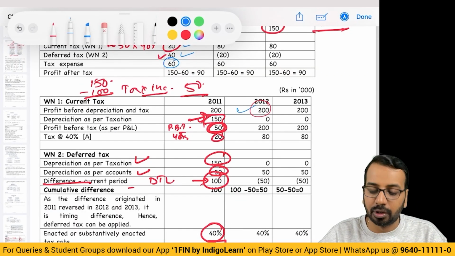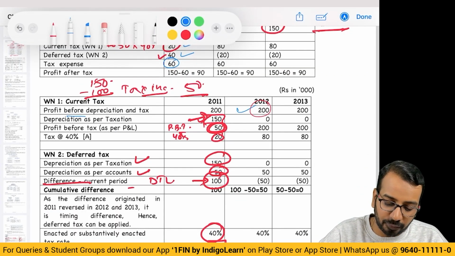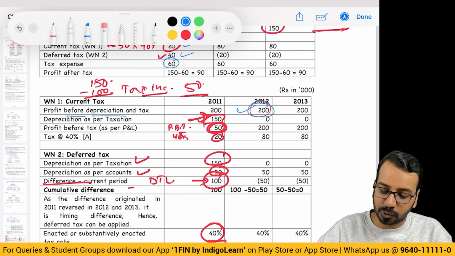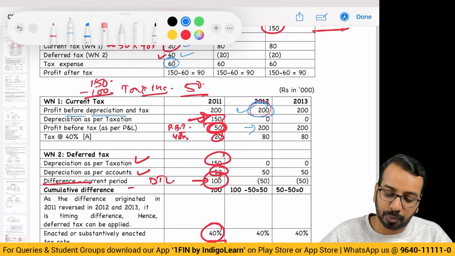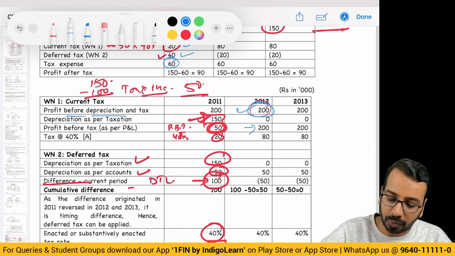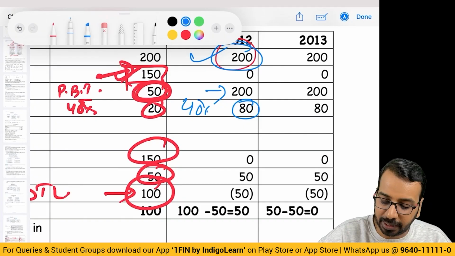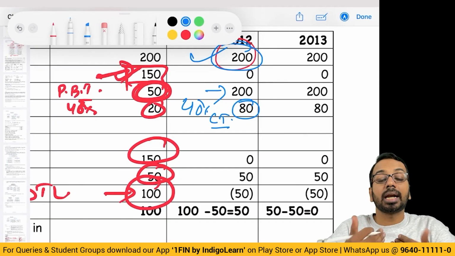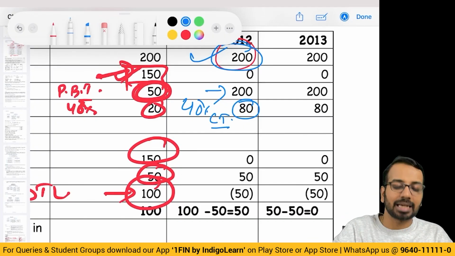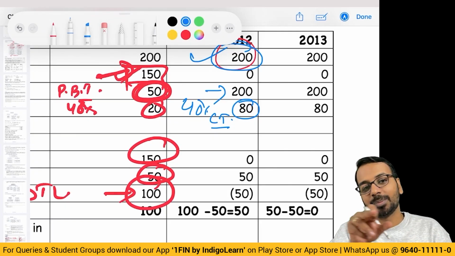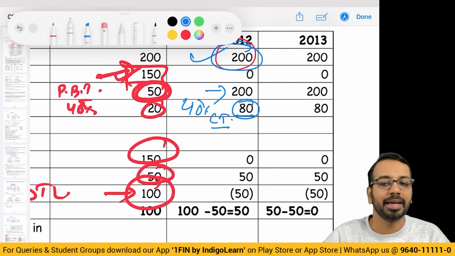Or what you will do? You can say profit before depreciation itself is 200. There is no further depreciation allowance. So this is the profit before tax. On this, when you apply 40%, you get 80. This is my current tax. So current tax is always taxable income multiplied by the tax rate, which is 80.